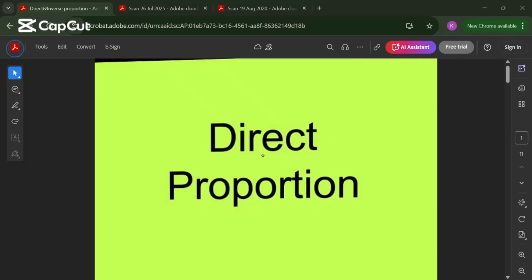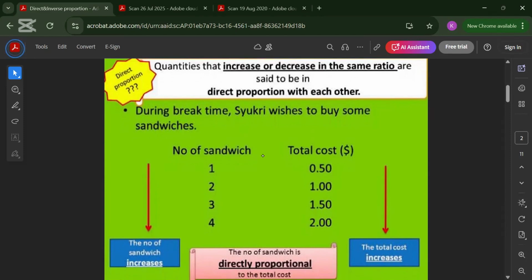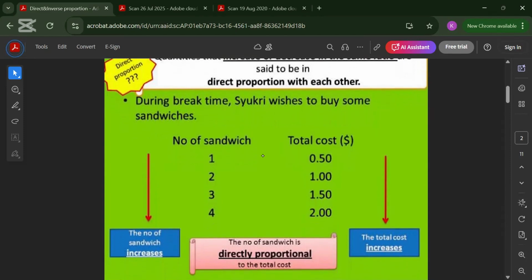Today on Math Spark, we have the topic of variations. So let's start with direct and inverse proportion. In direct proportion, two quantities are involved, and if we have an increase in one quantity, as a result of its impact, the other quantity also increases.